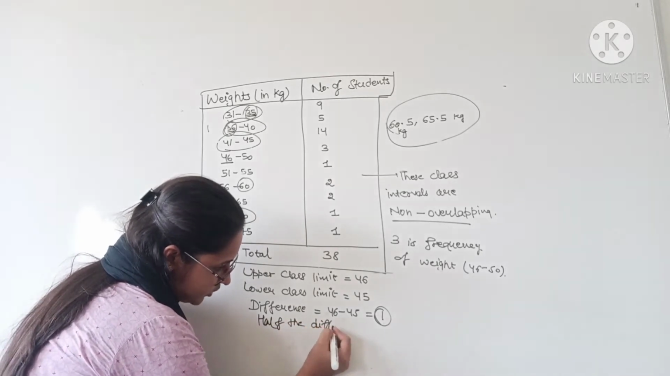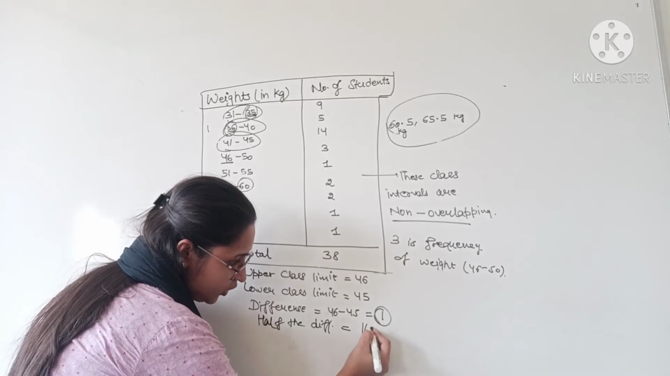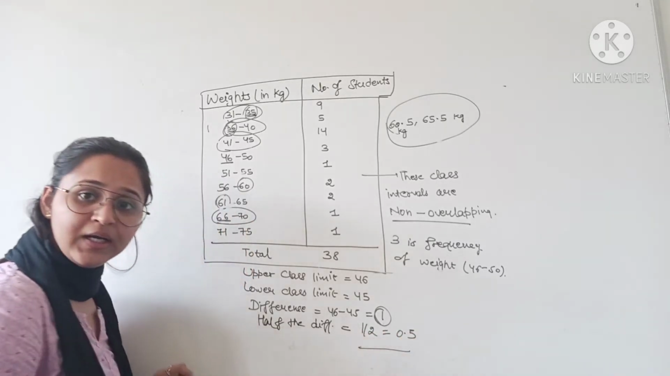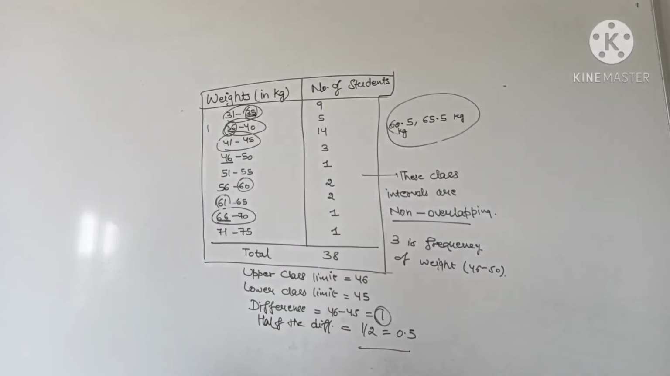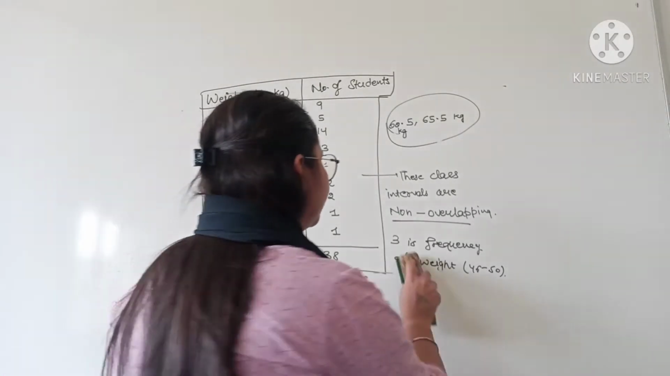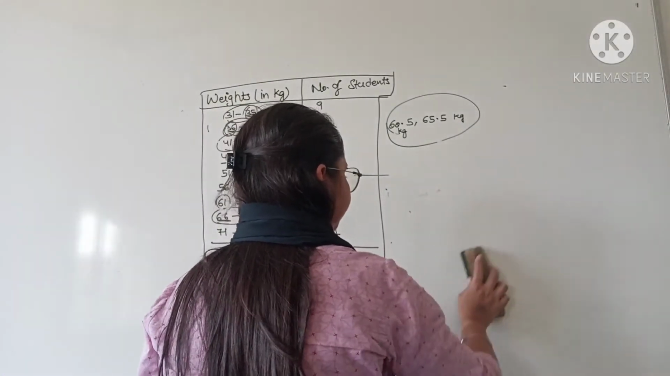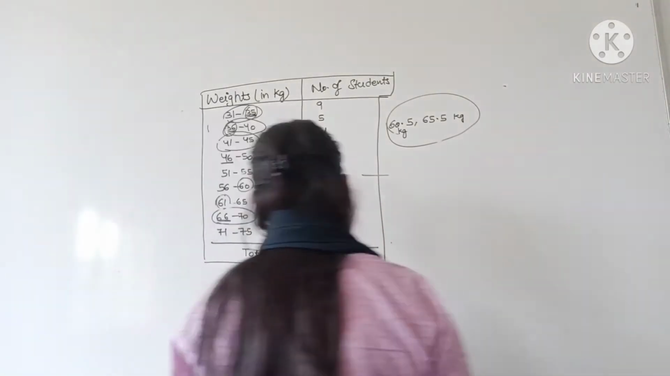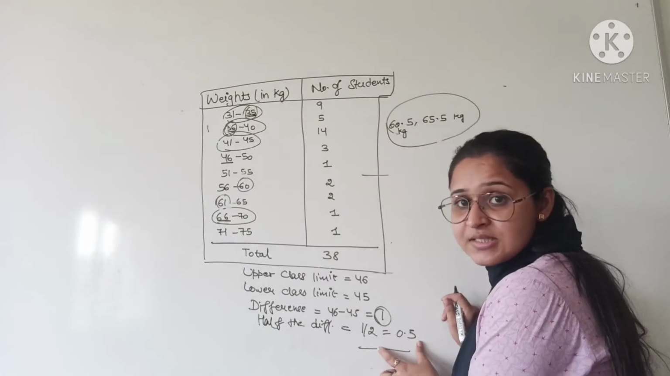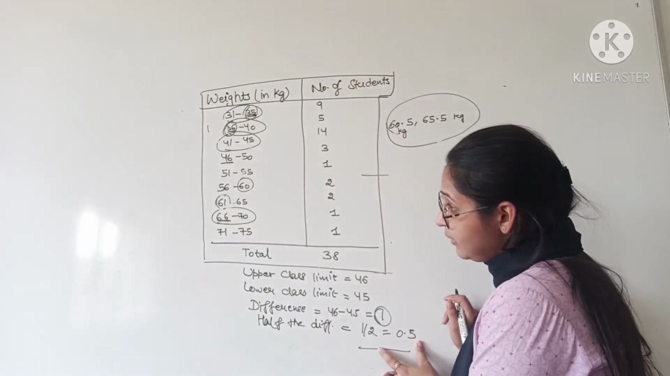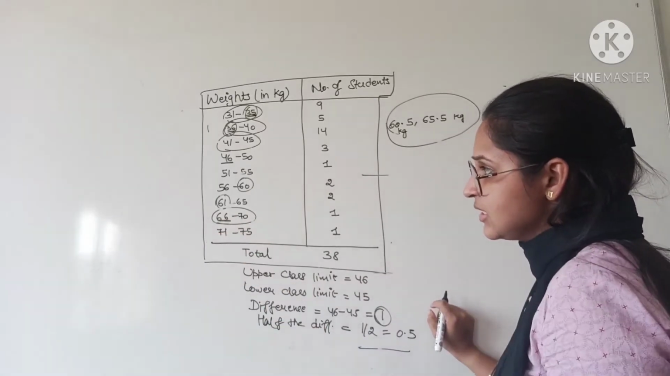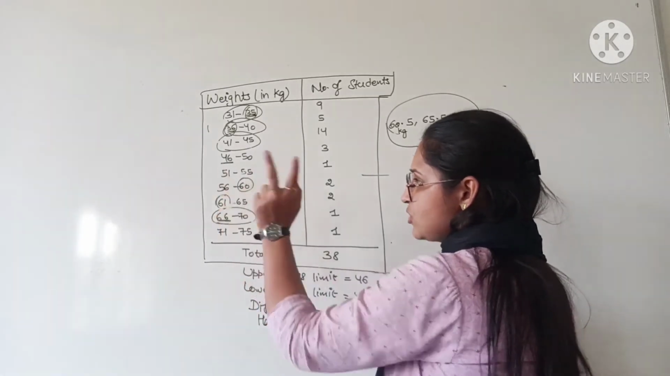Half the difference. It means it will give you 1 by 2. That is 0.5. Clear? Okay. Now next step is what will you do? You will just see the difference is 0.5. It means you can take any interval. I am taking 56 to 60.